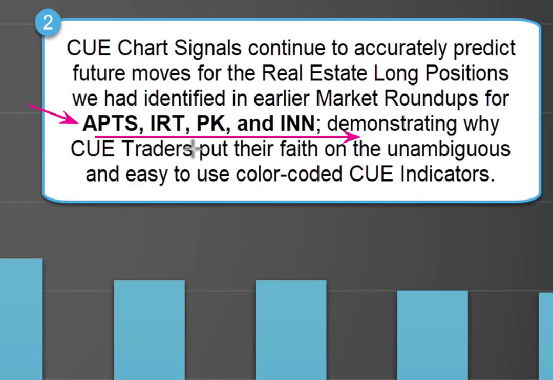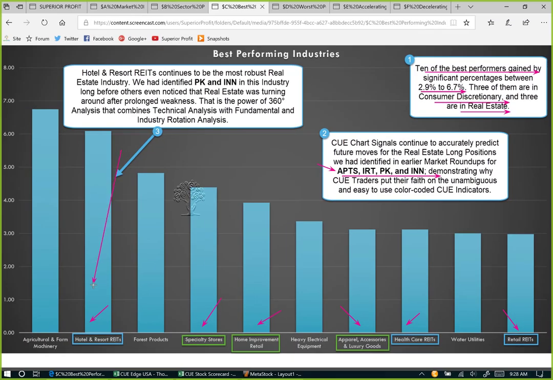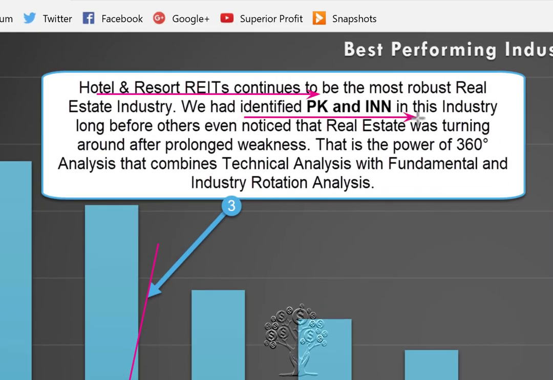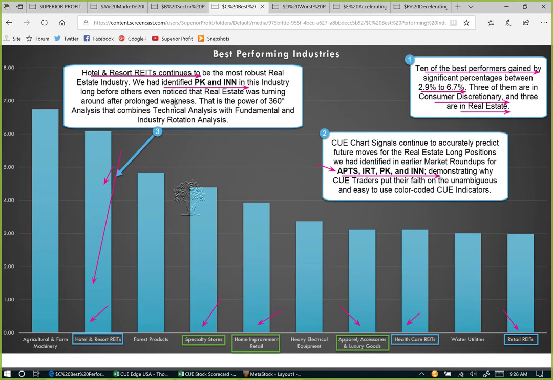Last week, real estate had dipped. However, these four stocks continued to do well. I believe because they were also fundamentally strong. That is the usefulness of using fundamental analysis in swing trades as well. Among the real estate industries, hotel and resort REITs is the best performer. And the two stocks we took long position on earlier, PK and INN, were actually in this industry. That is again the power of 360 degrees analysis. We could identify the strongest stocks in the strongest industry, and that industry is continuing to be strong.